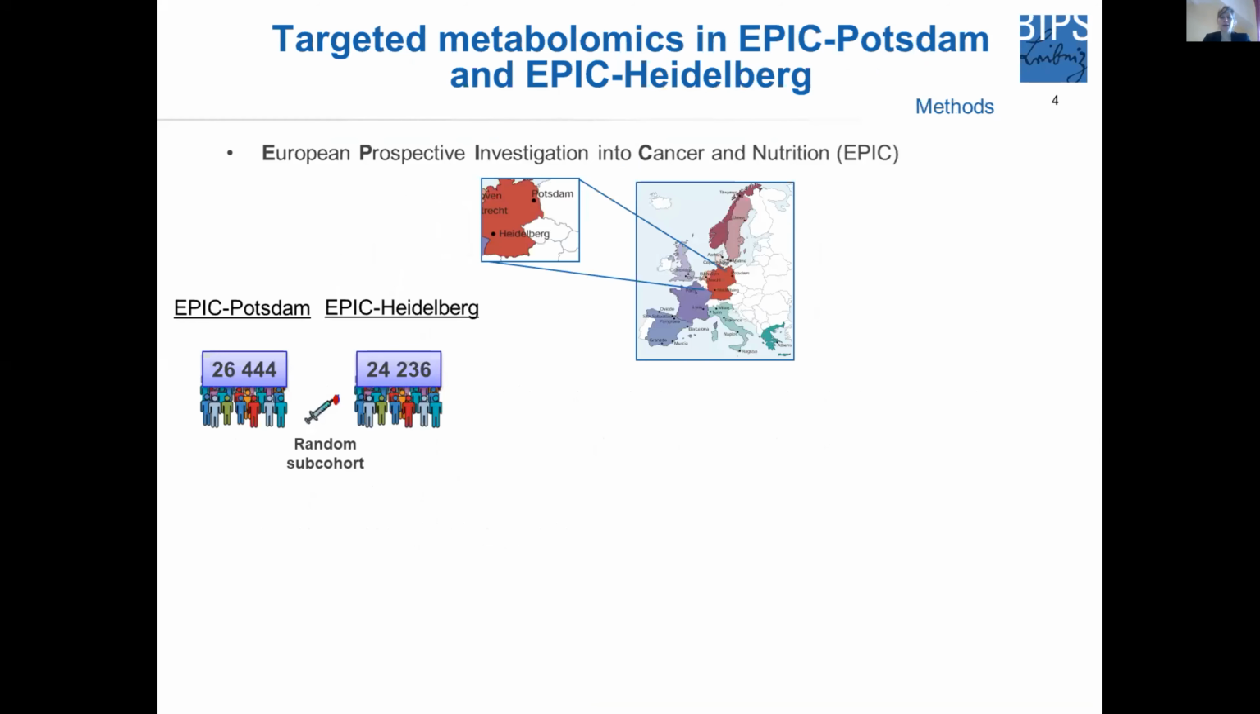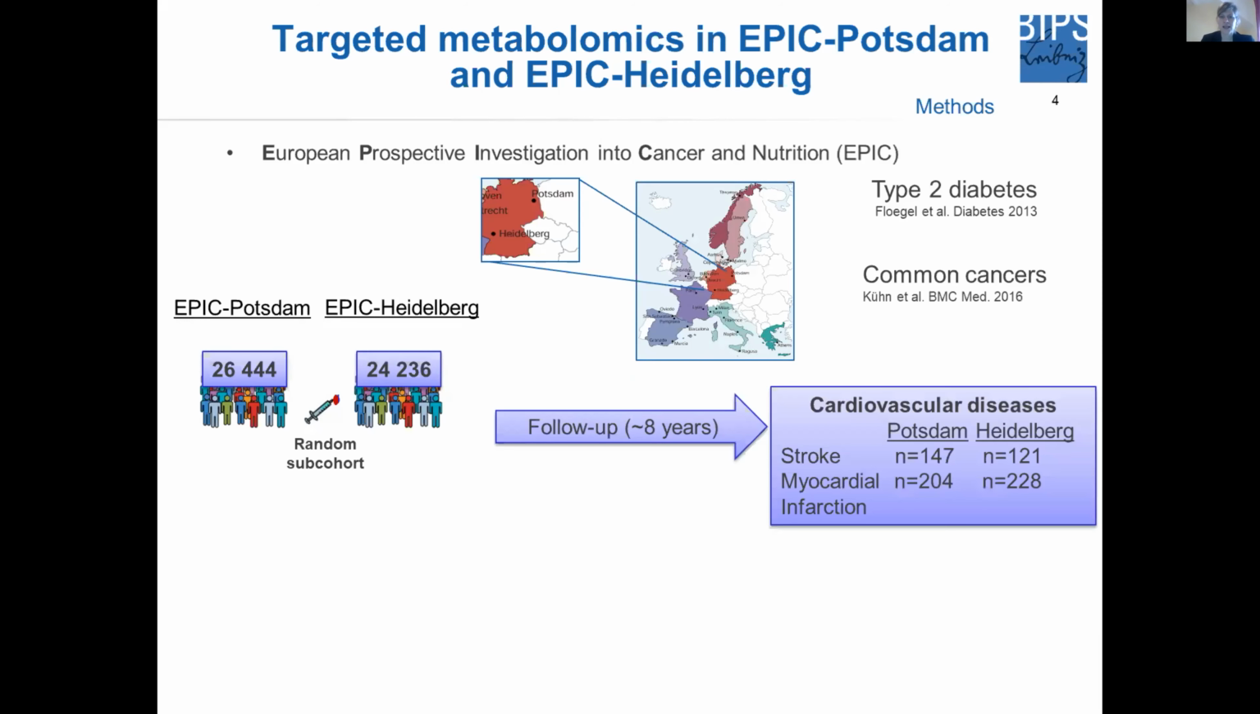So to start with our first part today, this was done in the EPIC study. This is a European cohort with 500,000 participants. And in Germany, we have two study centers in the beautiful cities of Potsdam in the east of Germany and Heidelberg in the west of Germany. And in total, we have blood samples of more than 50,000 participants. And we followed them over time for the incidence of chronic diseases. So in the case that I want to present today, cardiovascular diseases, we had a mean follow-up for this analysis of 8 years, but we also have other chronic diseases like cancers and type 2 diabetes.